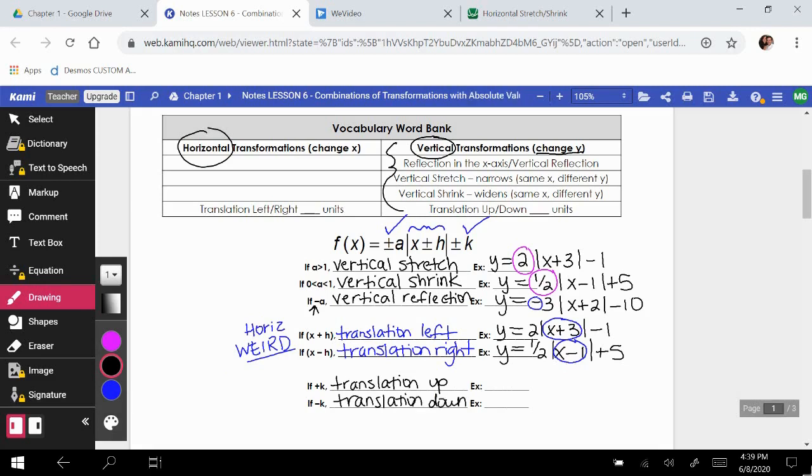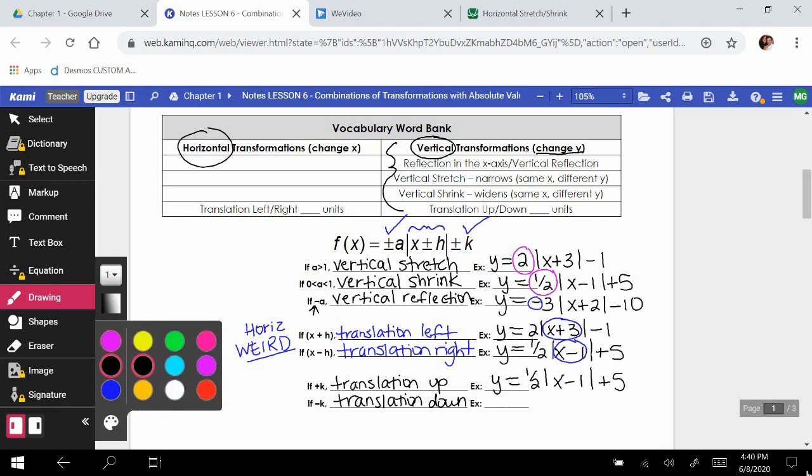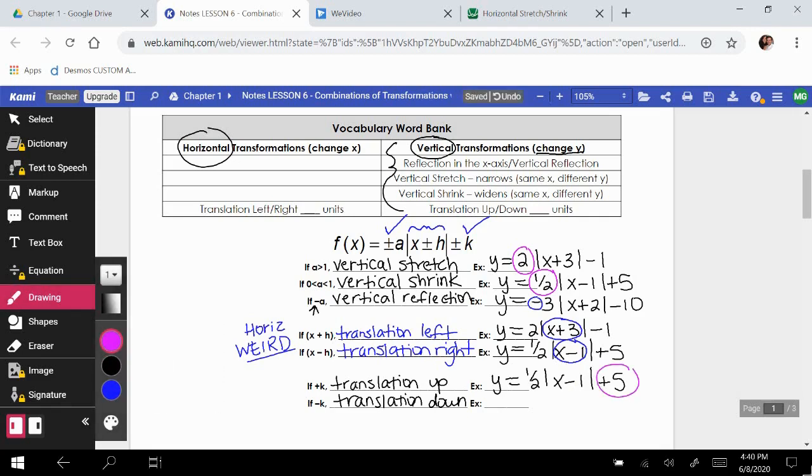So some examples. Up might be our 1/2 absolute value of x minus 1 plus 5, because you see how the plus 5 back here would move the graph up 5 units, versus a translation down. We could use this -3 absolute value of x plus 2 minus 10. You can see the minus 10 out back would cause the graph to shift down 10 units.